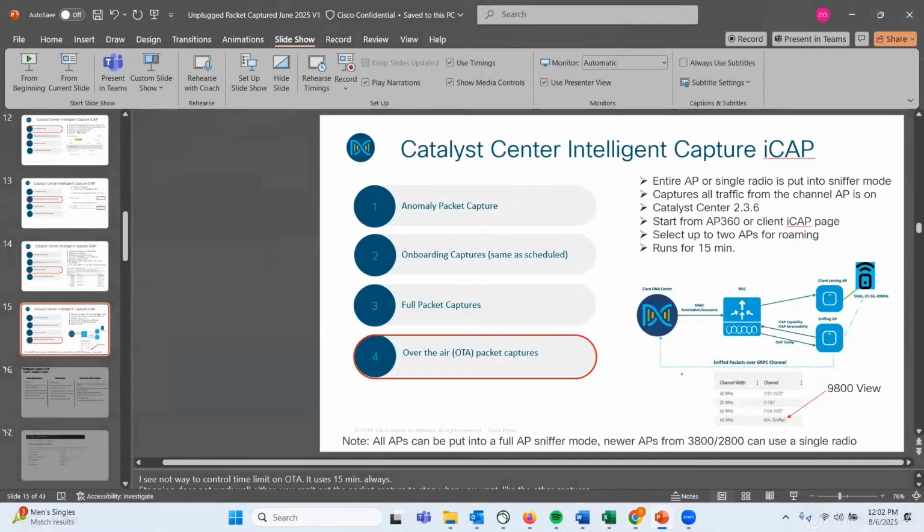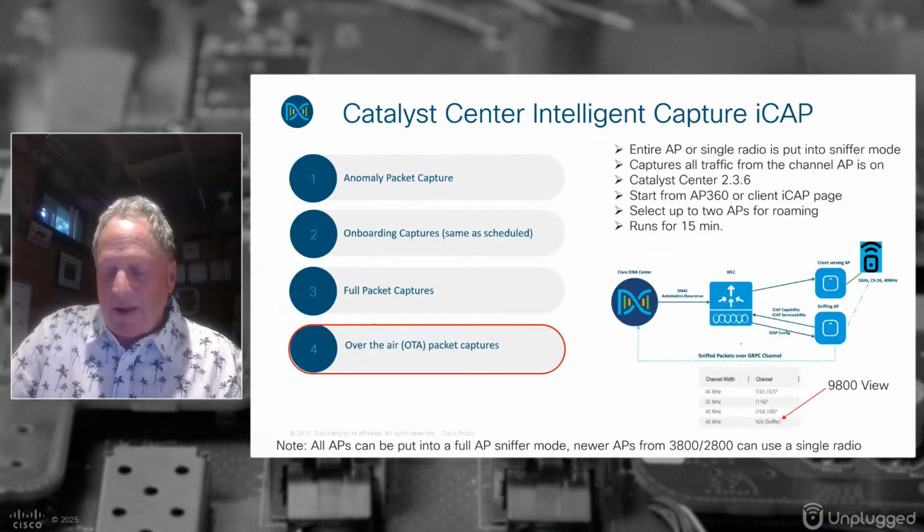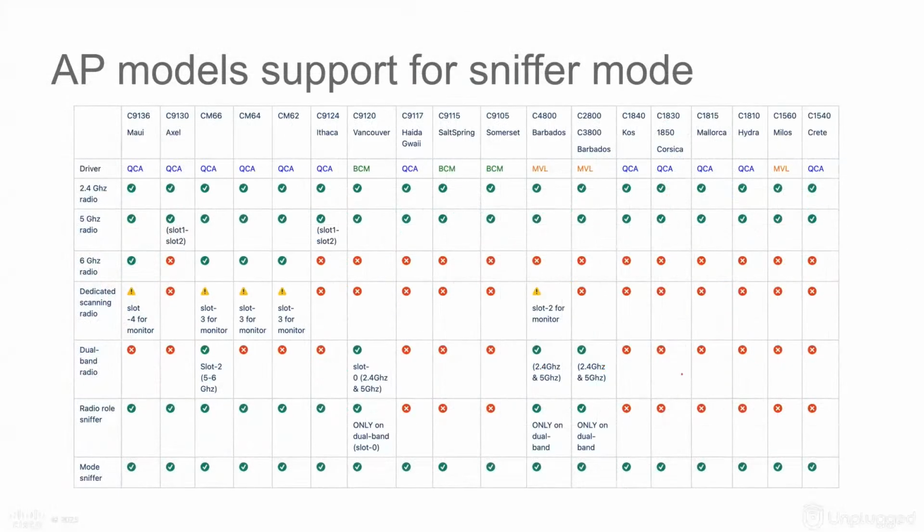And then the other option, kind of getting outside of Catalyst Center. This is an eye chart. That's for your reference. That's what APs support full monitor mode and what APs support monitor mode at the radio level. Those are really the last two columns or the last two rows.